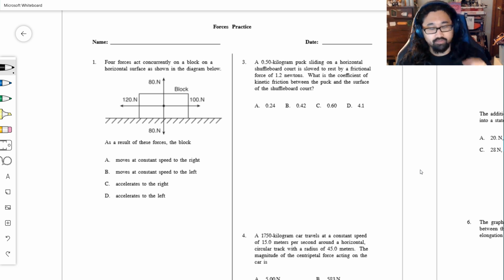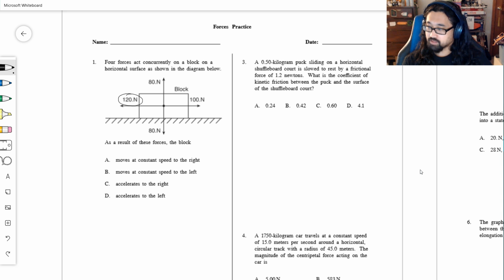So, first question is kind of like as broad of an umbrella as we can put over forces. So 4 forces act concurrently on a block on a horizontal surface, as shown right there. So 80 down, 80 up, 100 right, 120 to the left. And as a result of these forces, the block does a thing, right?